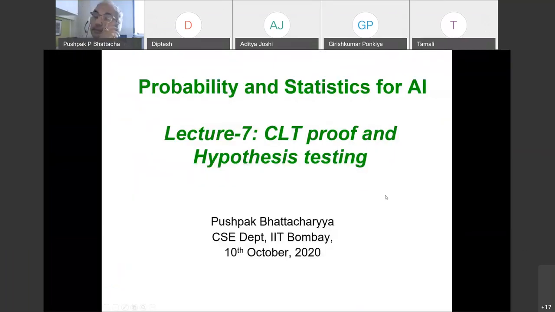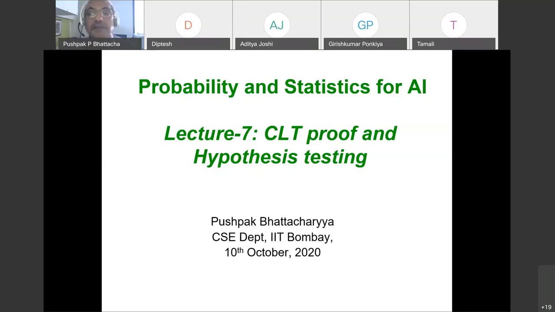Okay, so today we are in lecture number 7 in our series of discussions on probability and statistics for AI with focus on NLP. So today we'll spend some time on proof, step by step, just because this makes us confident of what we are doing, and also maybe just for the beauty of the proof itself.